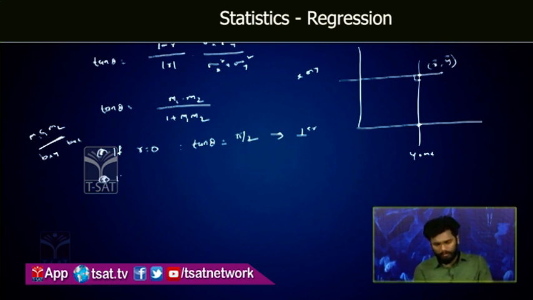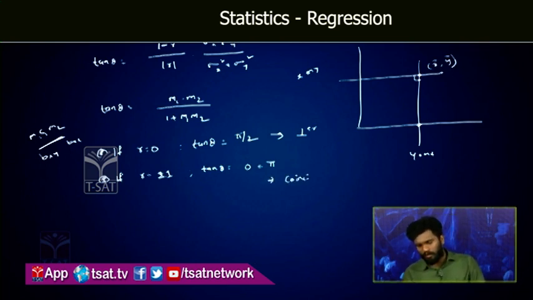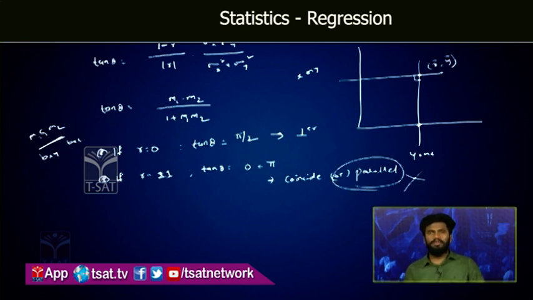Now if r is equal to plus or minus 1, then what happens? Tan theta will become 0 or it will become pi. That means they either coincide or they will be parallel. The parallel case we can directly rule out, because these two regression lines have to meet at x bar and y bar. So when they are parallel, that property will not be satisfied. So we rule out that they are parallel. We just consider that they will coincide, one on the other, like this.